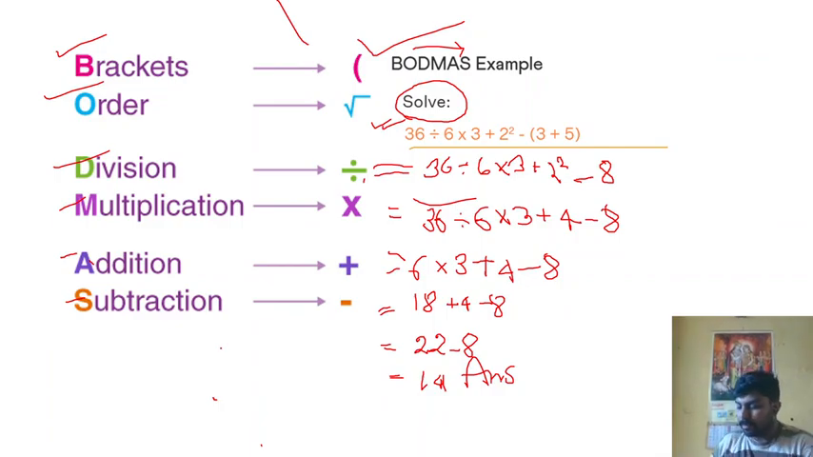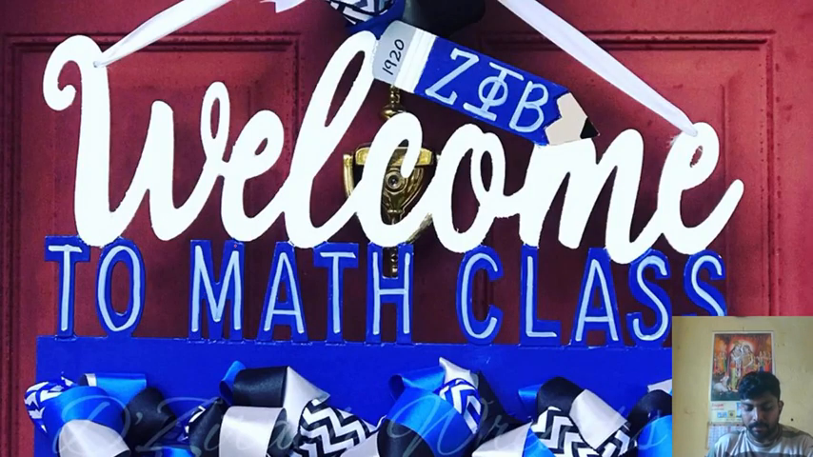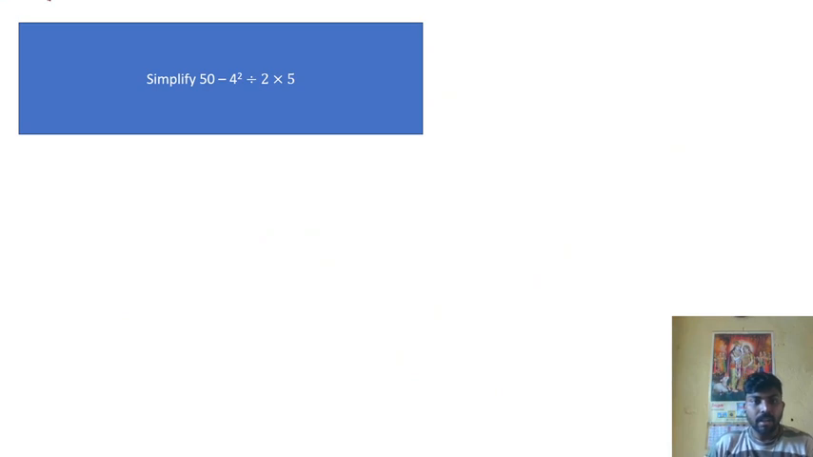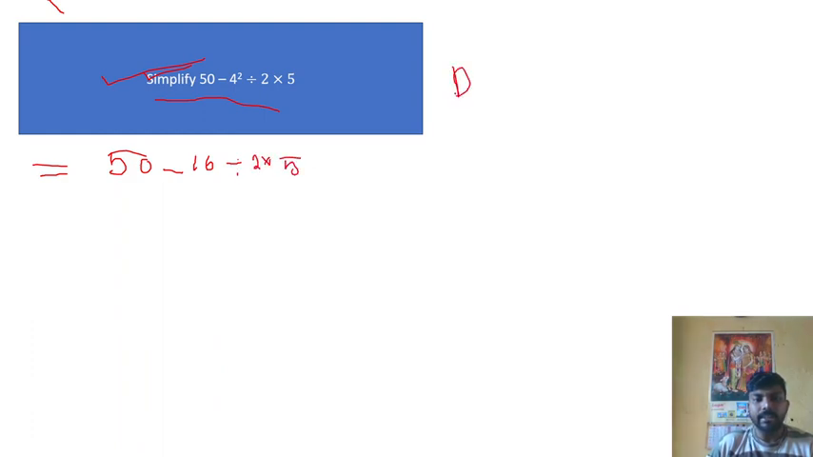So with simplification problems, we can solve more. Now one more question: simplify this expression. We are not writing the question again. At first, order is there. So 50 minus 4 square, and 4 square equals 16. Then division is there, and after that multiplication. According to BODMAS, after order the division will come.